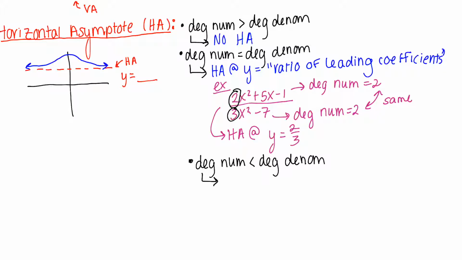There we go. So if the degree of the numerator is equal to the degree of the denominator, that's when y equals a ratio of the leading coefficients for your horizontal asymptote. Finally, if the degree of your numerator is less than the degree of your denominator, you're going to have a horizontal asymptote, and it's at y equals 0. So those are the 3 different situations you can run into.